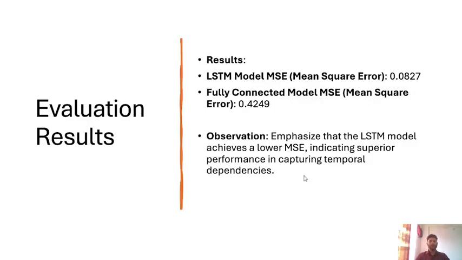Model evaluation results. Evaluation result for the LSTM model: mean squared error 0.0827. Fully connected model mean squared error: 0.4249. Observation: the LSTM model achieved a lower MSE, indicating superior performance in capturing temporal dependencies. Here you can clearly see 0.0827 is lower than 0.4249. So the LSTM shows superior performance in capturing temporal dependencies.